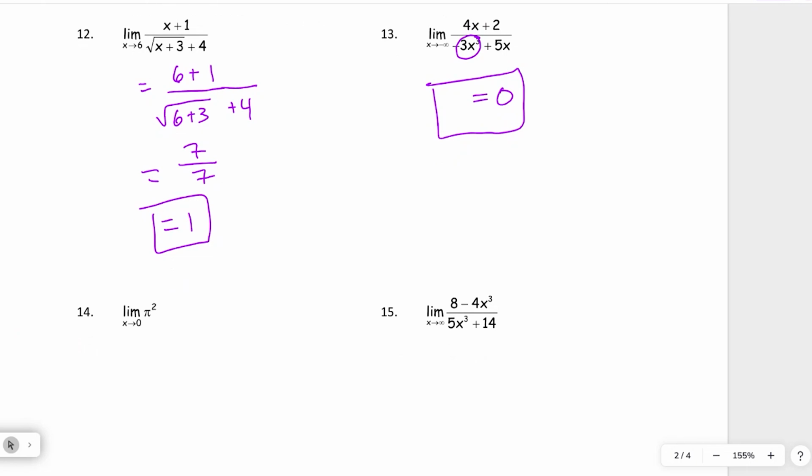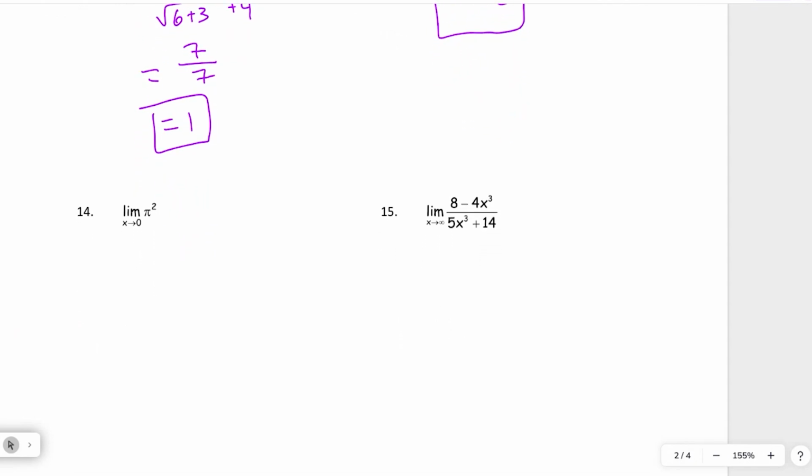Number 14, the limit of pi squared. Pi squared is just a constant. There's no variable here. This is just a graph that basically does this at pi squared. So x could be going to 0, x could be going to 1, x could be going to pi, x could be going to anything, because there's no x here. So this is just going to go straight to pi squared.